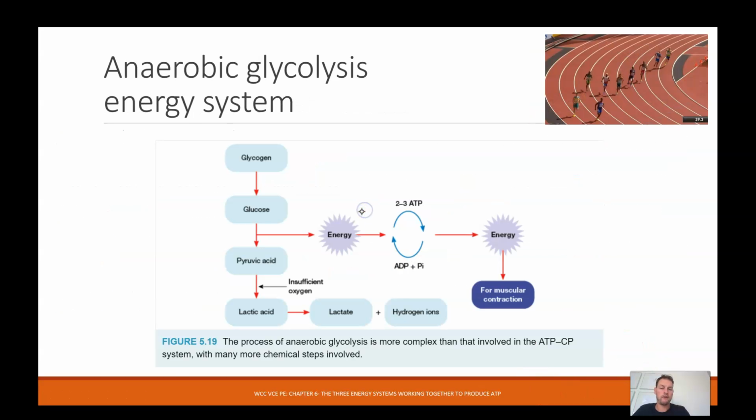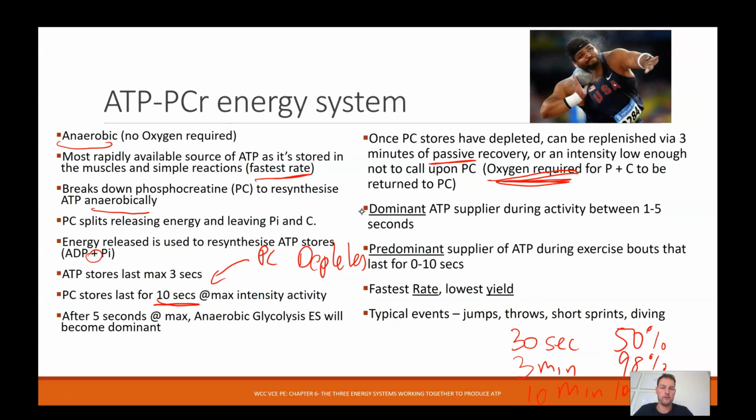Dominant, most power between that 1 to 5 second mark. And for any event that goes from 0 to 10 seconds, we'd say that ATP PC would have been the main provider of energy. Again, it's got the fastest rate, but it's got the lowest yield. The problem is it doesn't last for very long. Typical events, they're short duration, and maximum intensity is the way we're going to think about that for ATP PC.